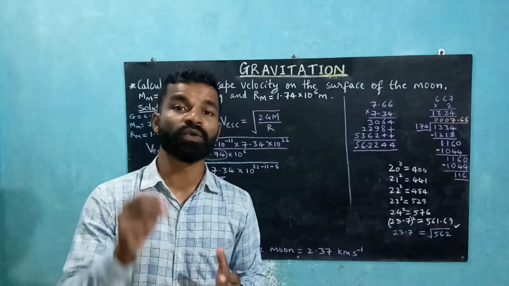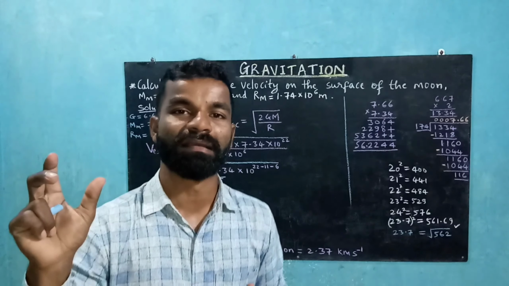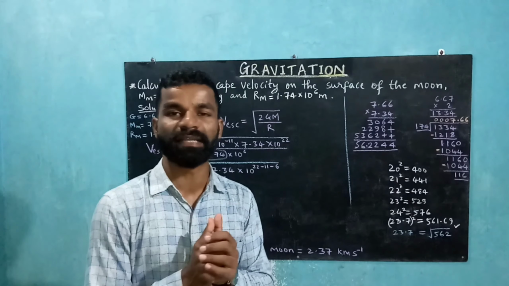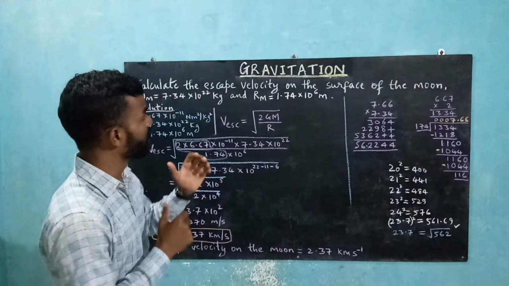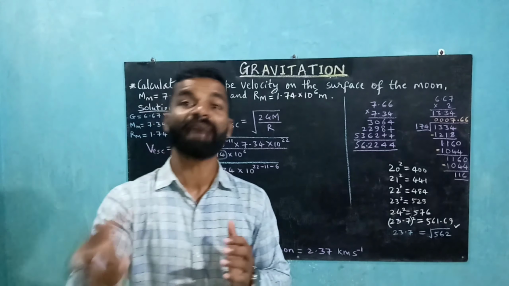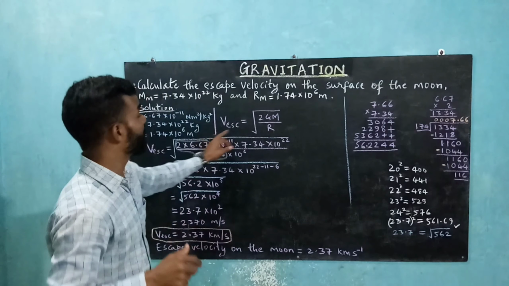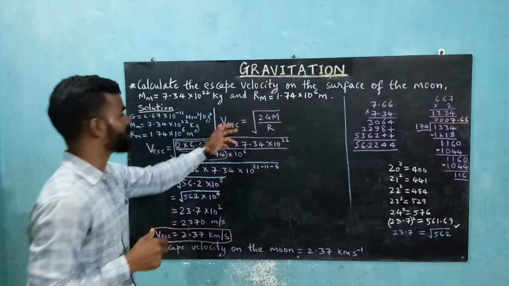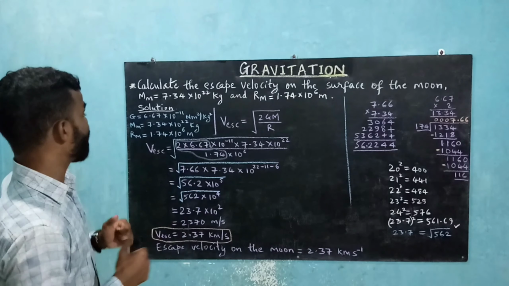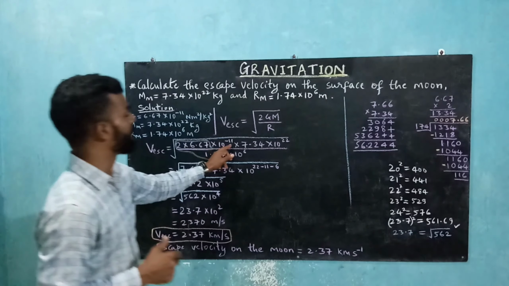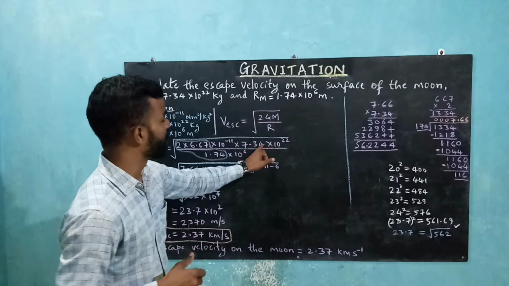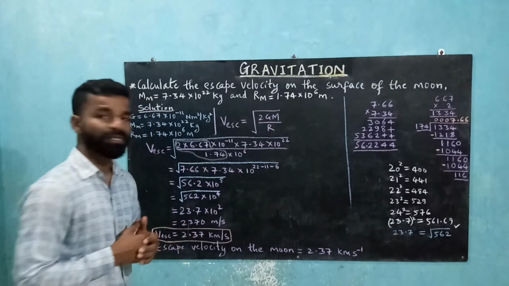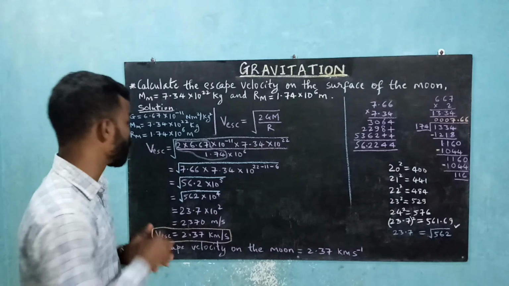Escape velocity equals root of 2gr, with small g, but we do not have small g. The acceleration due to gravity on the surface of the moon is not given, so we have to use the previous formula: escape velocity equals root of 2GM divided by r. Substitute the values: 2 into 6.67 into 10 raised to minus 11, into the mass of the moon 7.34 into 10 raised to 22, divided by the radius of the moon 1.74 into 10 raised to 6.